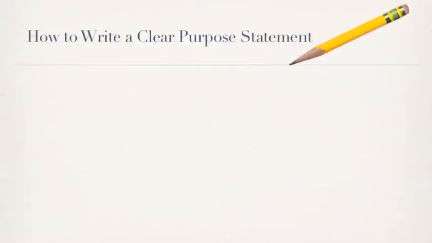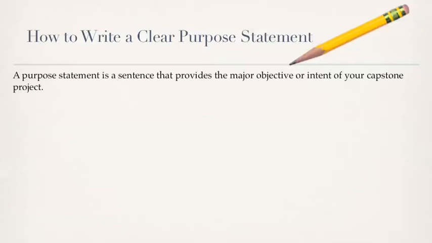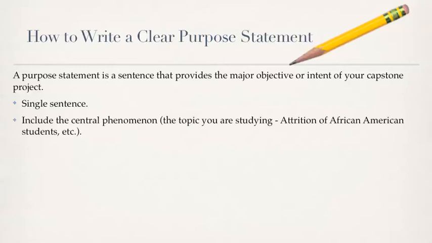So let's first take a look at what a purpose statement is and how to write a clear purpose statement. Essentially, a purpose statement is a sentence that provides the major objective or intent of your capstone project. And the purpose statement should fulfill the following criteria. First of all, it should be a single sentence, just one sentence that tells the reader the purpose of your project. It also should include a central phenomena of the topic you are studying, such as attrition of African American students or something along those lines for your capstone project.